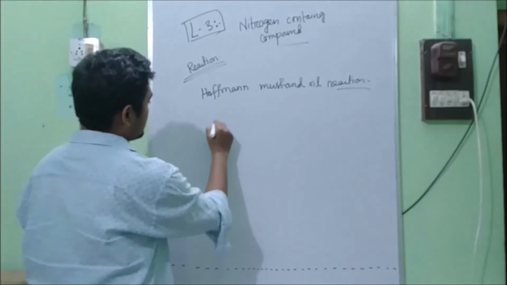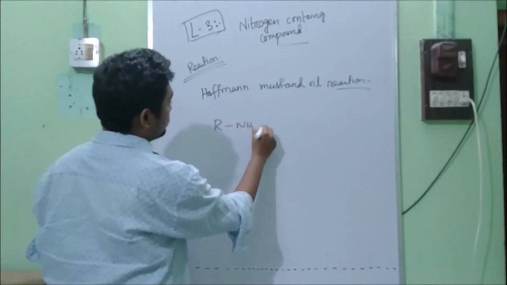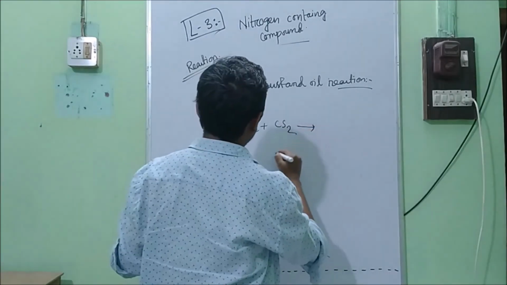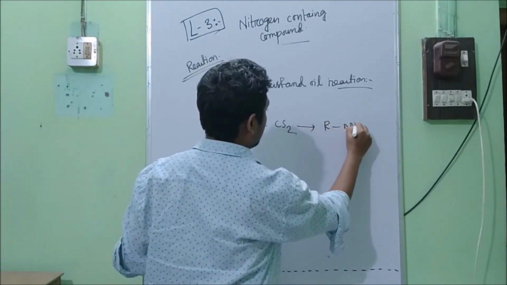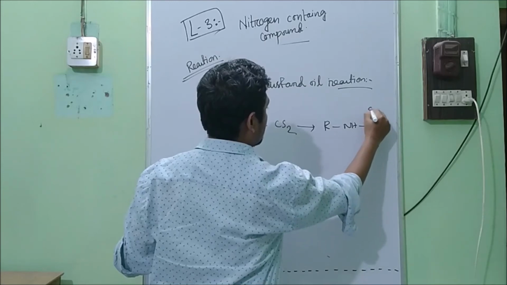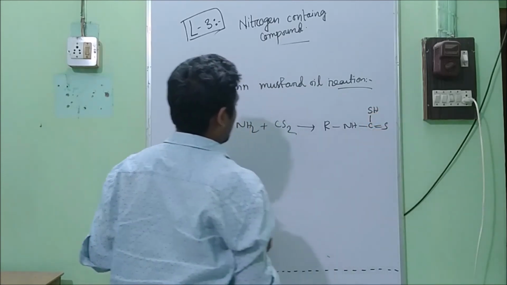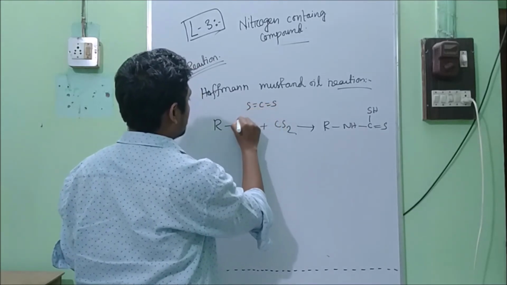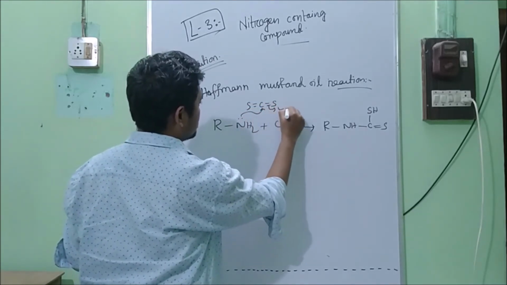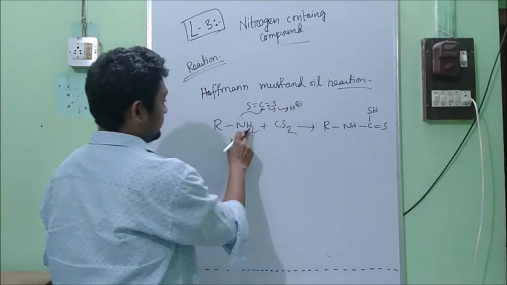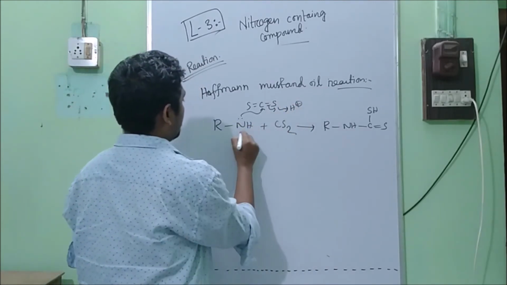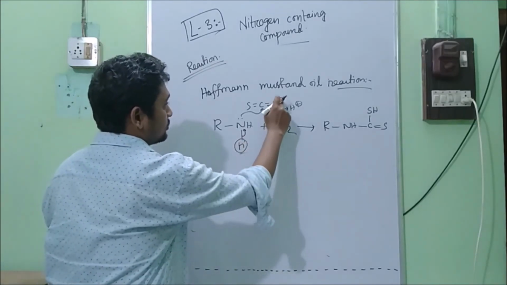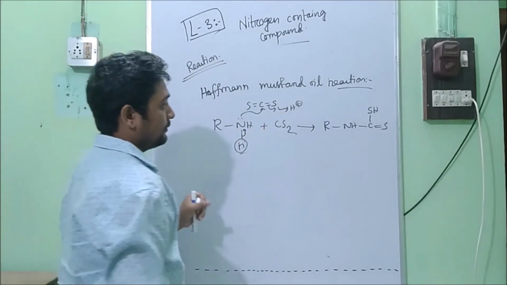Here what happens: this NH2 group with CS2, carbon disulfide, will convert into NHCSH double bond S. How does it convert? C double bond S double bond S. So the lone pair will attack, this will go and this will take the H plus from this nitrogen, or you can also relate it this way. So this hydrogen will go to this sulfur atom.